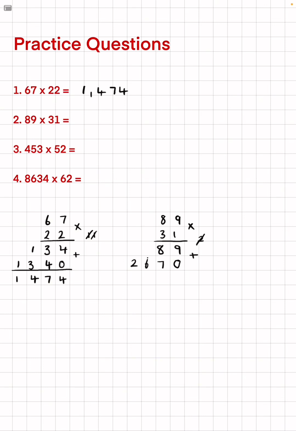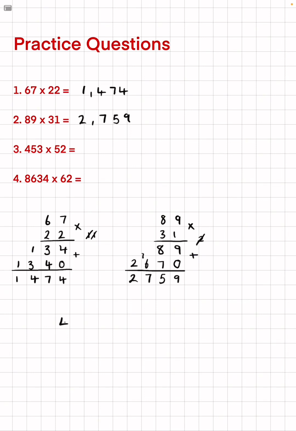Now we can add these two numbers together to get the answer. 9 add 0 is 9. 8 add 7 is 15. We put the 5 down, carry the 1. 6 add 1 is 7. Add 2 add 0 is 2. So the answer is 2,759. The next question is 453 multiplied by 52.